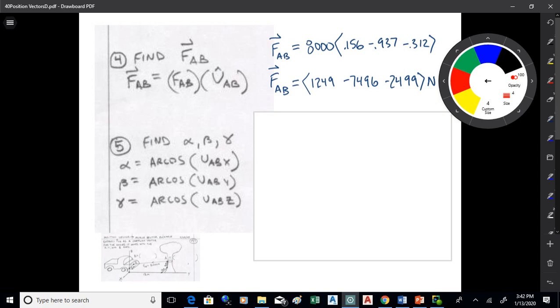Okay. So that's the process. That's a very common process that we use a lot in 3D. This is often the starting point for when we work through problems, is we want to find a force vector. So that's how you do that.